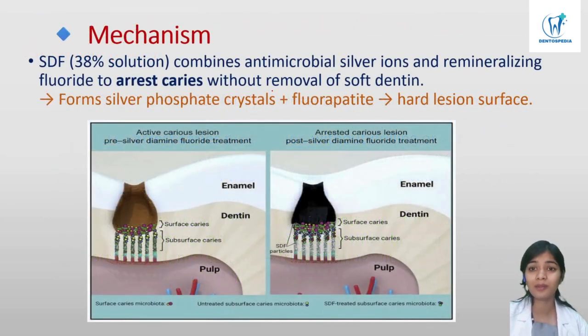Mechanism of action of silver diamine fluoride. SDF is effective because it combines the benefits of two powerful components, which are silver and fluoride. Silver acts as an antimicrobial agent that destroys the cariogenic bacteria, Streptococcus mutans and Lactobacilli, which are responsible for decay. It can also inhibit the enzymes that break down the organic matrix of the tooth.